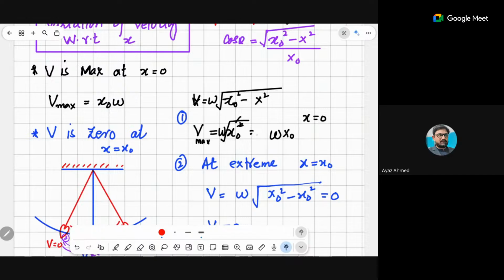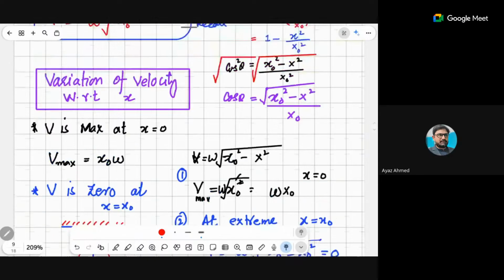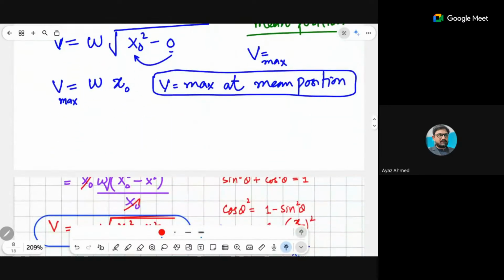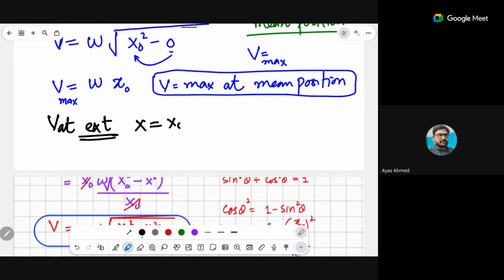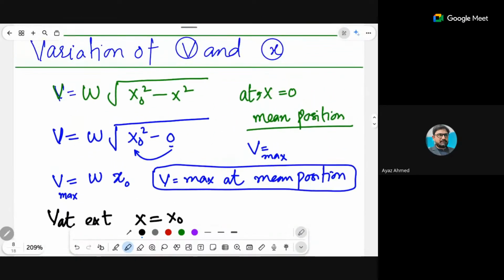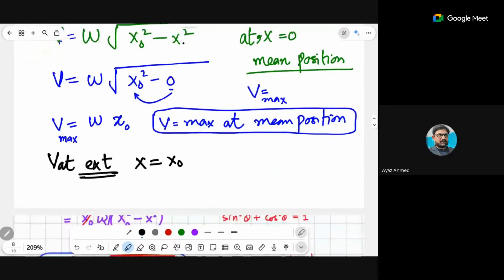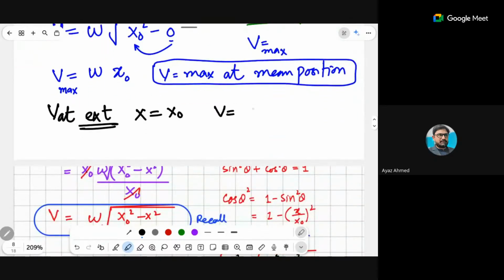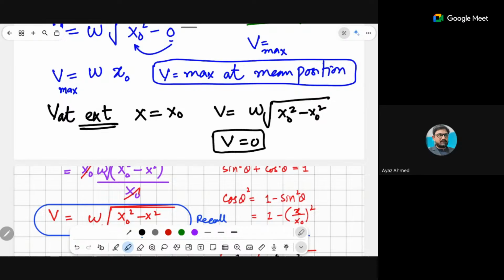And at the extreme position, I'm coming back to this empty page. What will be the velocity v at the extreme position? At the extreme, where x is equal to x naught, in this equation you will place x naught, so your v will be equal to omega square root of x naught square minus x naught square. So your equation will be 0. That is why v goes to 0.